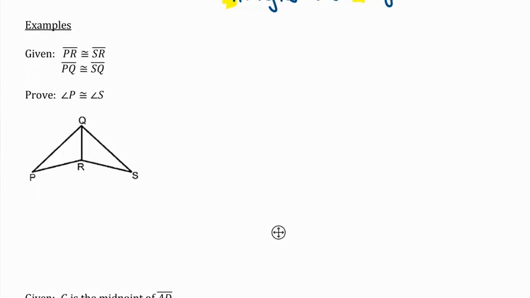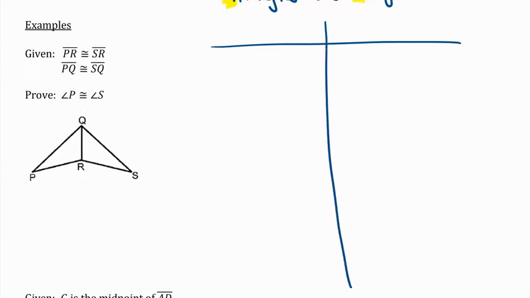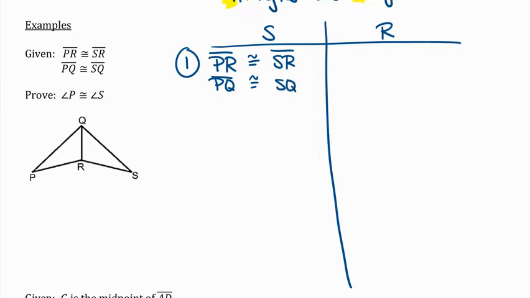So we do our same basic setup, create our t-chart here for our statements and our reasons. And we always start with our givens. So we've got segment PR is congruent to segment SR, and also segment PQ is congruent to segment SQ. And those are just given. Okay, so notice that what we're trying to prove this time is that angle P is congruent to angle S. I'm not just trying to prove that the two triangles are congruent.